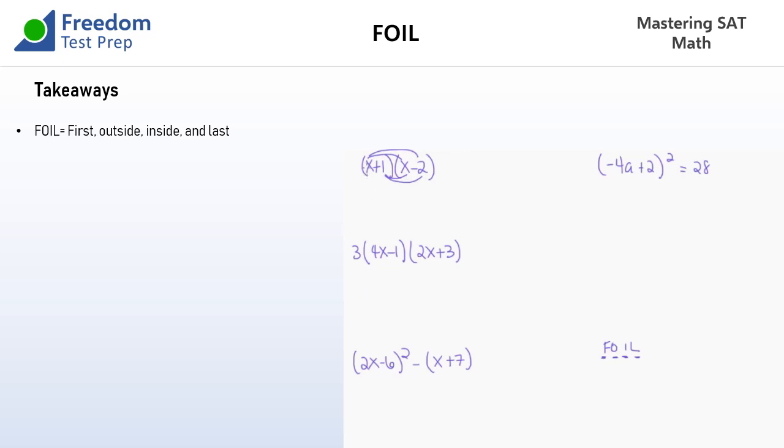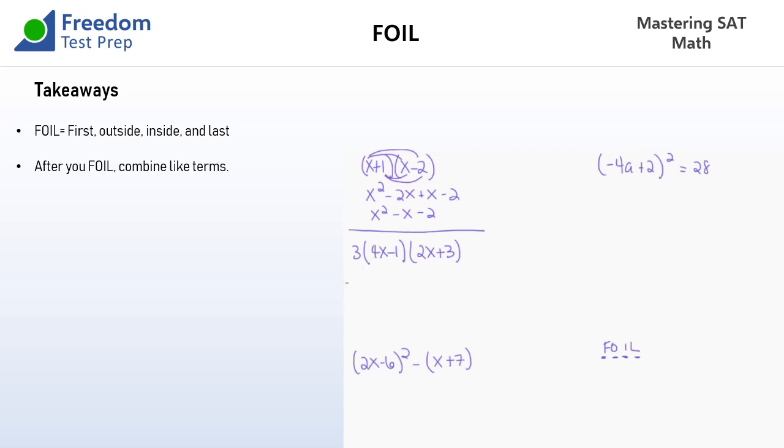So we begin. X times x is x squared. X times -2, we've got to bring that negative along with it, is -2x. 1 times x is simply x, and 1 times -2 is -2. And then we combine like terms. So we've got the x squared, we've got -2x and a plus 1x, or implied 1x, and that's going to be -x. And then the -2. And we're just going to stop there.